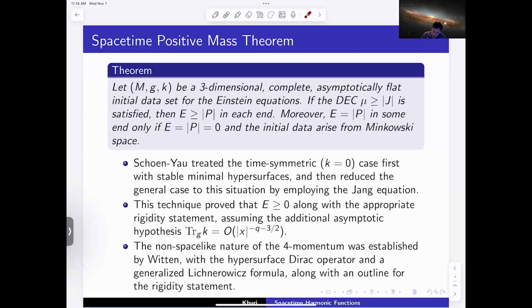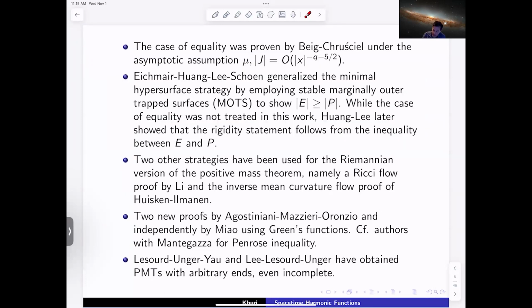And they were able to establish the E greater than or equal to zero inequality with some extra fall-off conditions for the trace of K. Witten had a modified Dirac operator to handle the spin case in all dimensions. And he was able to give an outline for the case of rigidity, but Beig and Chruściel were able to give a rigorous statement for the case of equality using the spinor approach.